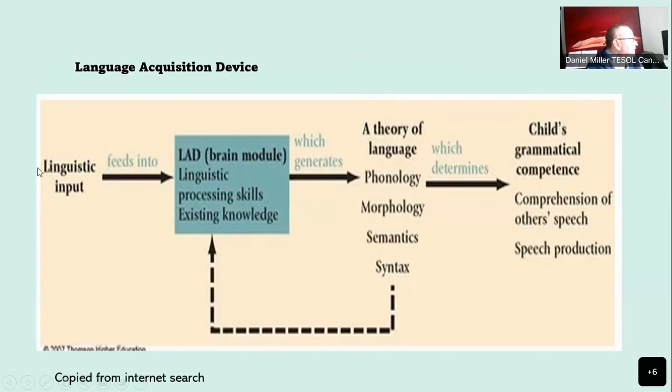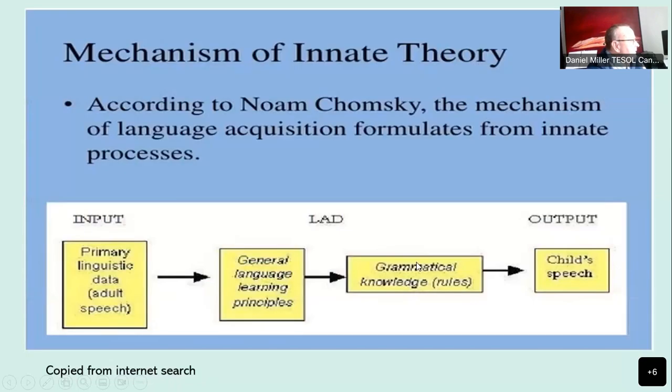So Chomsky's language acquisition device, this is a diagram of how he described the mechanism. So you have the linguistic input. This is what we hear as a child. The input comes in through our ears, goes into the brain module, the language acquisition device, and the linguistic processing skills and the existing knowledge that Chomsky claims we're all born with, it all works together to generate the theory of language, the phonology, morphology, semantics, and syntax, which determines the child's grammatical competence, the comprehension of other speech, and the speech production. And this is just another diagram of the mechanism of innate theory, the language acquisition device.